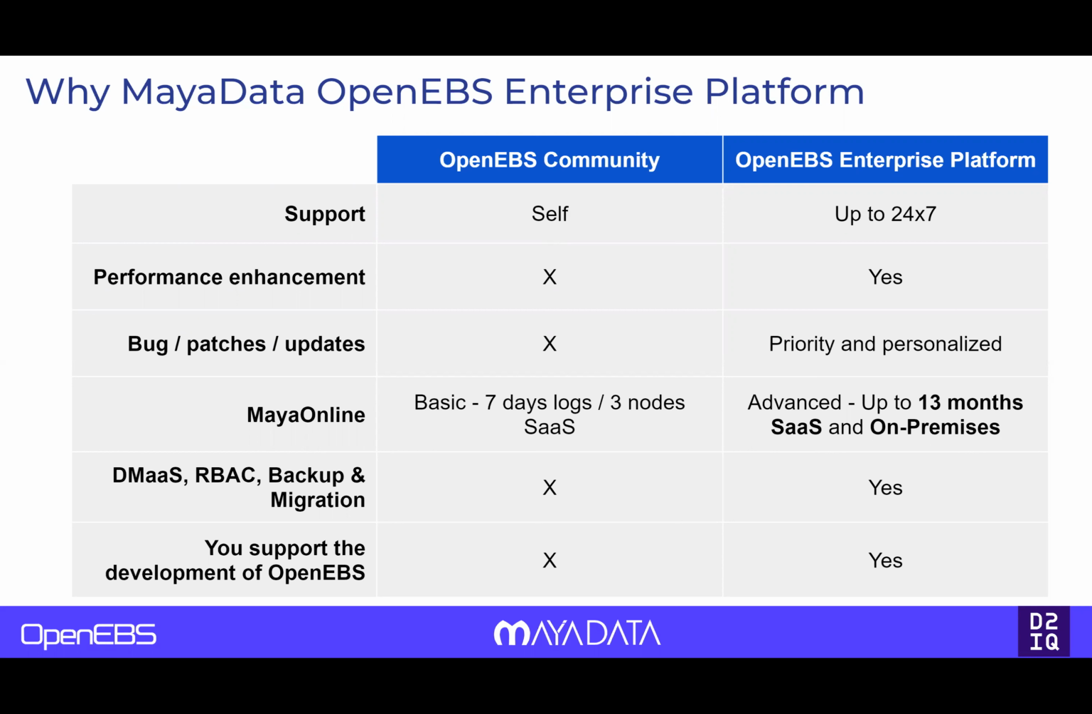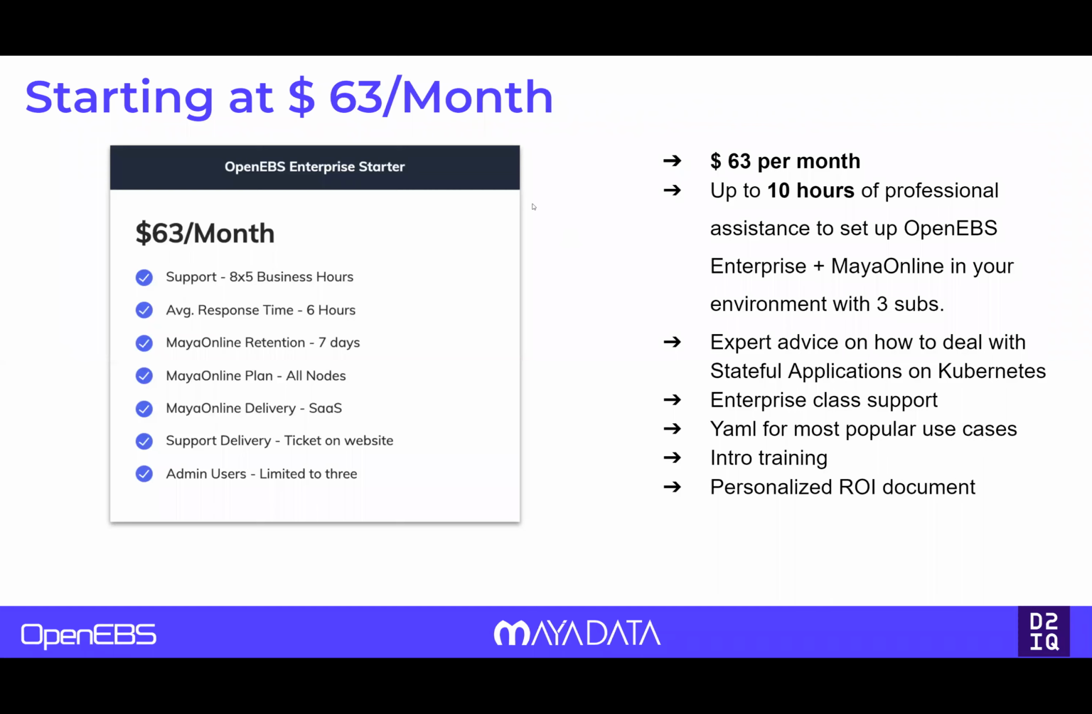On the commercial side, you get performance enhancements, updates, bug fixes and patches. It's all personalized. Your configuration is loaded in the system in the CI. So every commit made to the code of OpenEBS is tested against your configuration, and you get up to 13 months of retention of your logs on OpenEBS Director, which used to be known as Maya Online, as well as all the data migration, backup, and so on features that were demoed today. And of course, you support the open source project and the open source community around it.